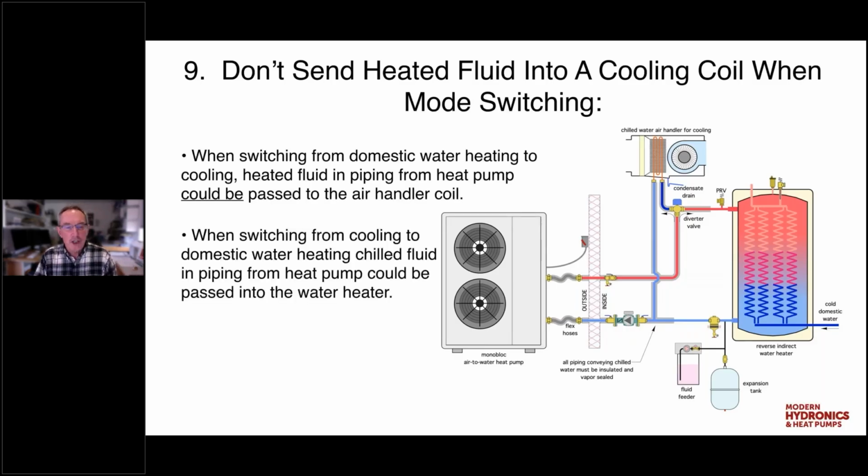And if you're switching from cooling into domestic hot water heating, it's a similar problem in reverse. We have chilled fluid in the piping leading to the heat pump. The diverter valve now is going to route that into the indirect. In a sense, we're going to rob heat out of the indirect by sending chill water into it. So how do you get around that?